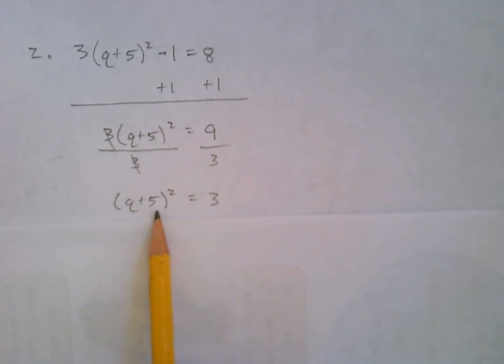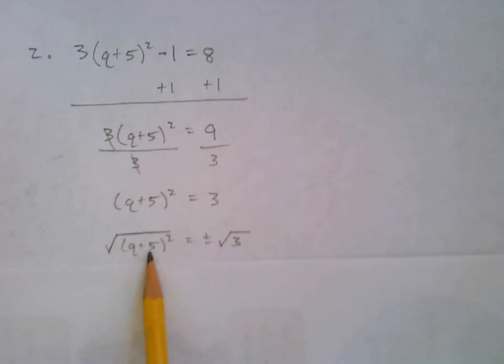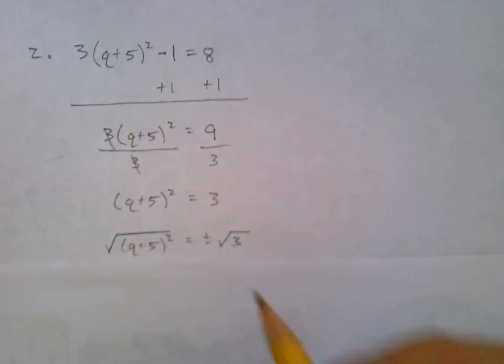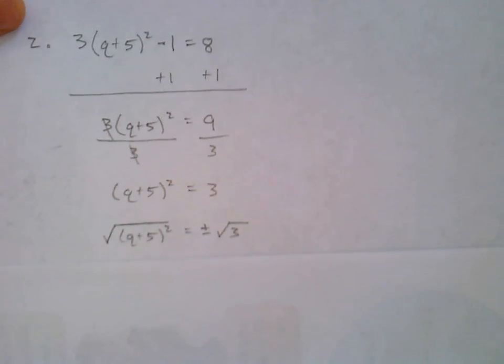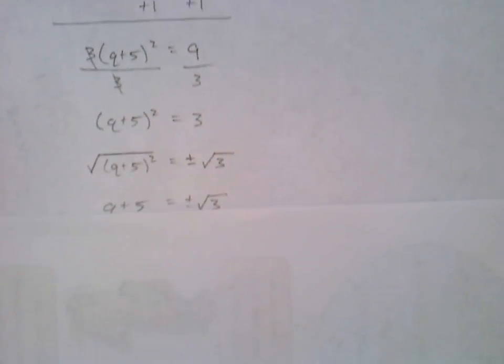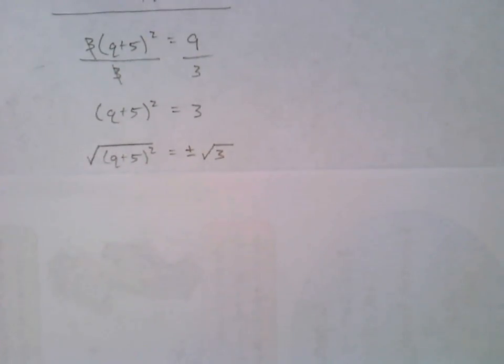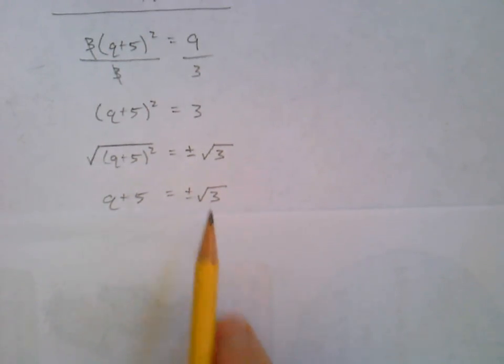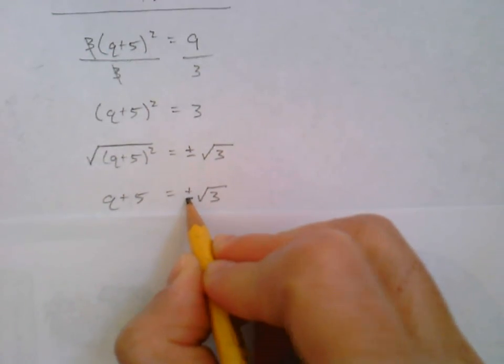Now we've got our square by itself. So we'll take a square root. And okay, so it cancels out over here. Nothing we can do with square root of 3. It just is what it is.